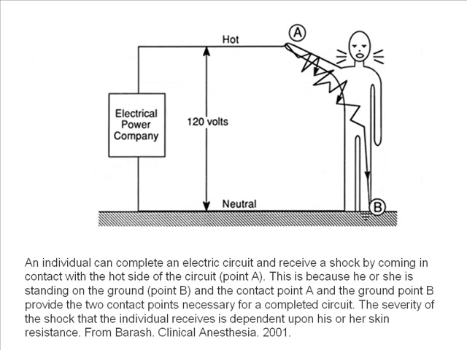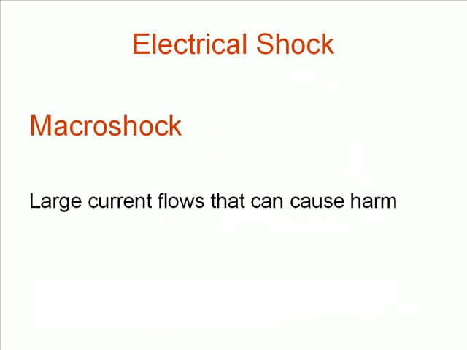Now, an individual can complete an electric circuit and receive a shock by coming in contact with the hot side of the circuit at point A. This is because he or she is standing on the ground, designated point B in this diagram, and the contact point A and the ground point B provide two contact points necessary for a completed circuit. The severity of the shock that the individual receives is dependent on his or her skin resistance, which could be as little as 1,000 ohms under clinically desirable or undesirable circumstances, depending on how you look at it.